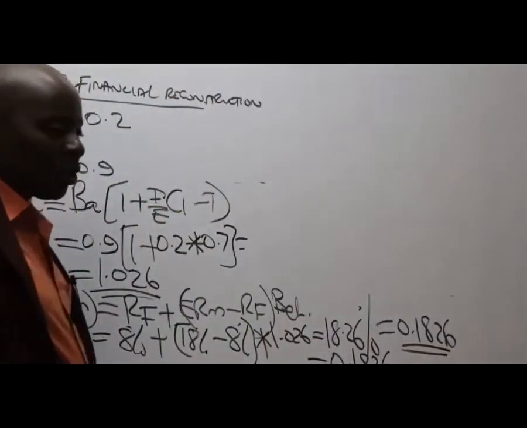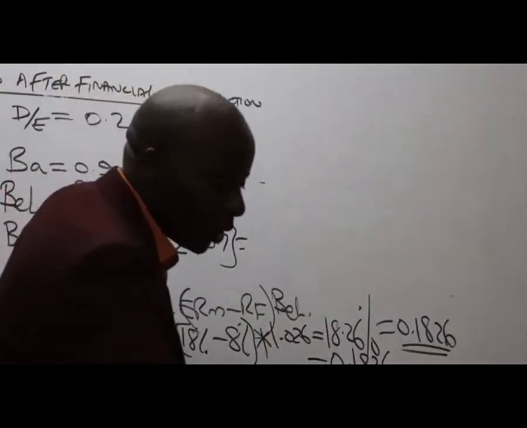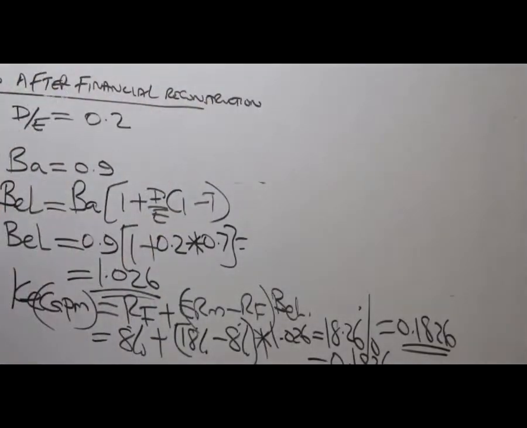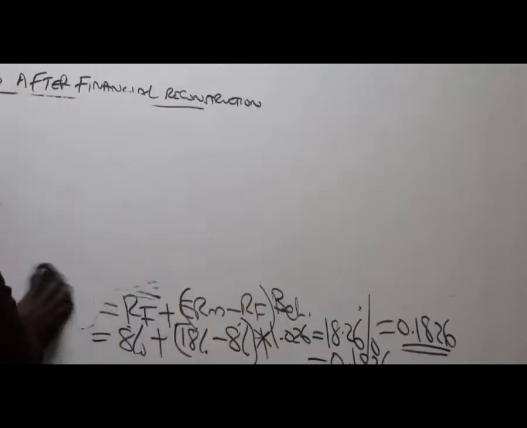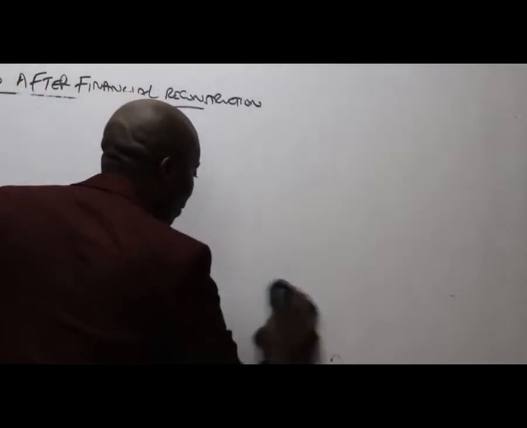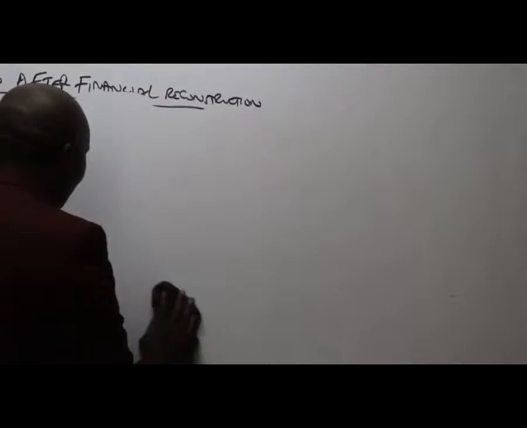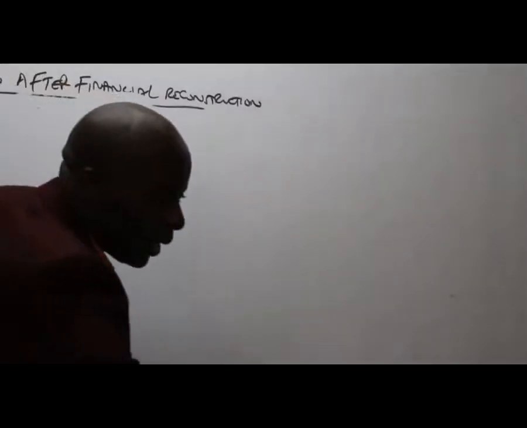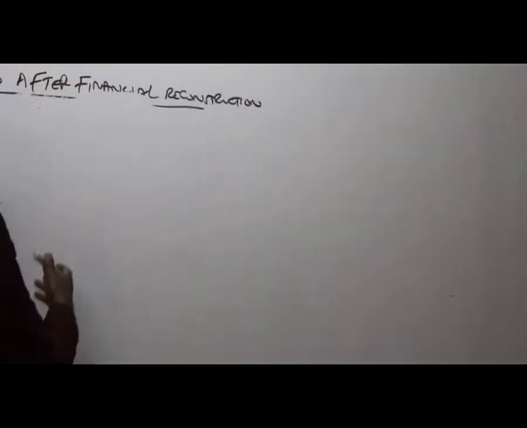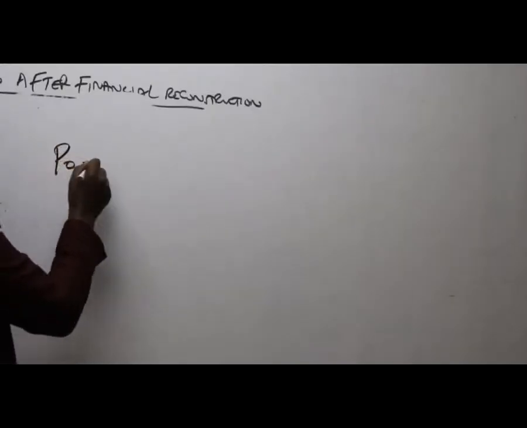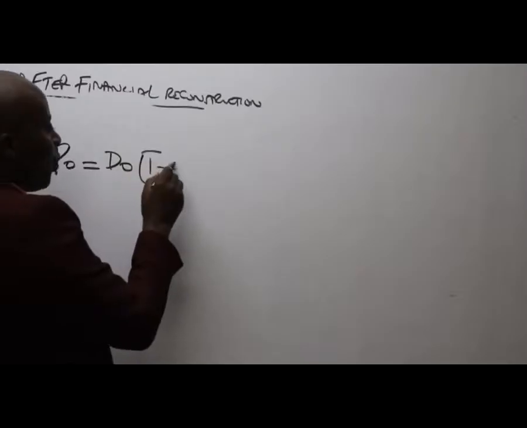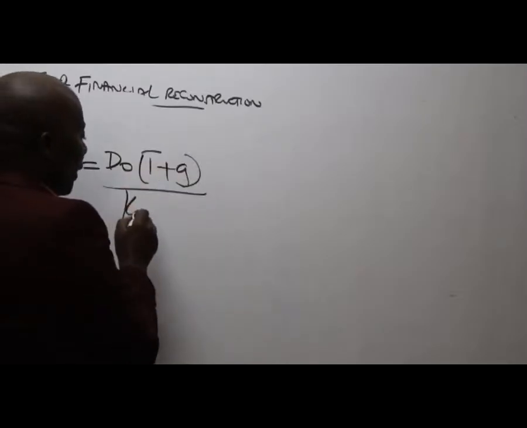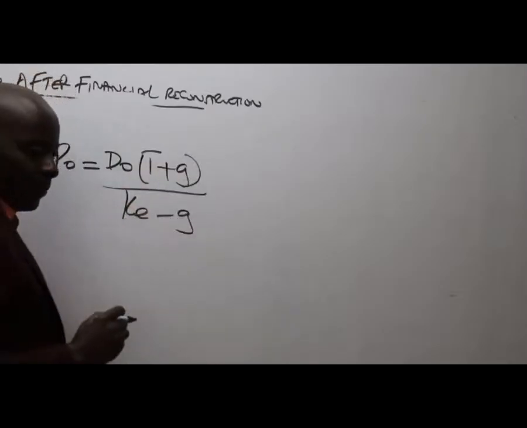So in this case, what you're telling me, Mwalimu, is to come straight here and compute what? Compute your PO. So my PO after financial reconstruction, remember the formula still stands. It's DO into 1 plus growth rate, all over KE minus growth rate.